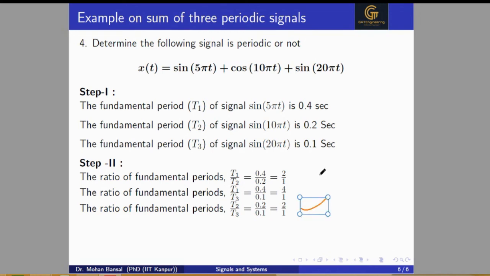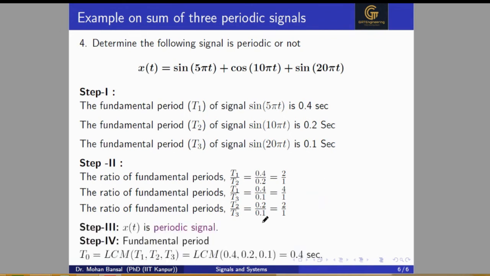So all these three numbers are ratios of integers, or rational numbers. Now we can conclude that this signal is periodic. We can compute the fundamental period by taking the LCM of T1, T2 and T3. Our T1 is 0.4 seconds, T2 is 0.2 seconds, and T3 is 0.1 seconds. If we compute the LCM of all these three, we will get 0.4 seconds.